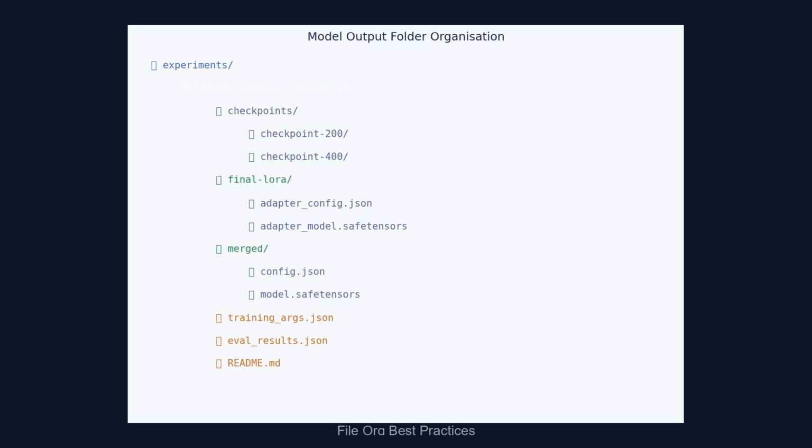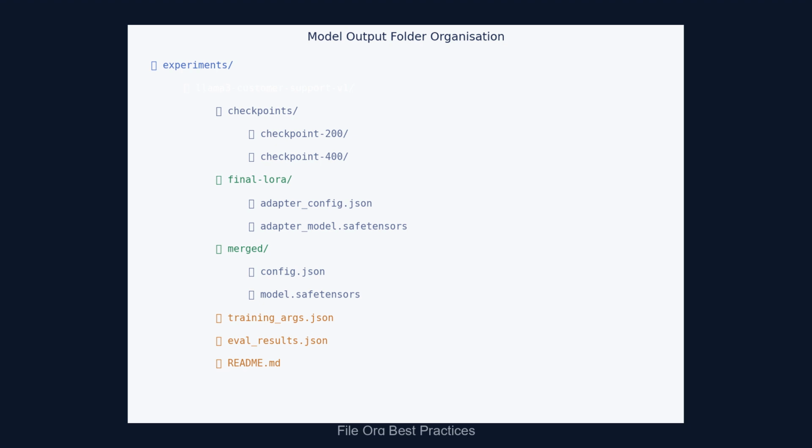A well-organized experiment directory makes the difference between a project you can navigate 6 months later and one you have to reconstruct from scratch. The structure shown here keeps everything under a single experiment root named after the task. Checkpoints live in a dedicated subdirectory named by step number, checkpoint-200, checkpoint-400, so you can resume from any point in training. The final LoRA directory holds the adapter files that passed evaluation, the adapter config, the weights, and the tokenizer. The merged directory holds the production-ready merged model alongside its configuration files.